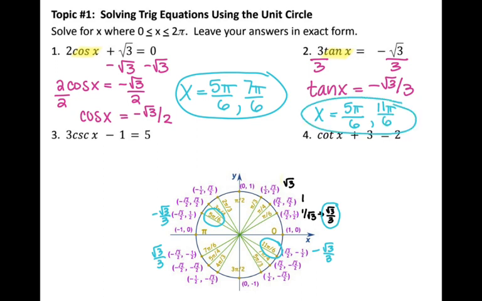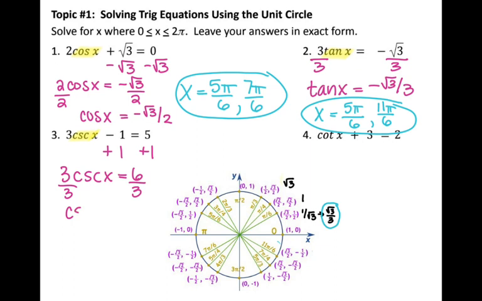All right, continuing on, I'm going to go ahead and erase some of the stuff that I put on my unit circle. I'm going to keep the tangent values there because they might be useful in the future, but we'll see. The next one, I'm going to add 1 to both sides, again isolating my trig function of cosecant. So that gives me 3 cosecant of x equals 6. Divide by 3, and I get cosecant of x equals 2.